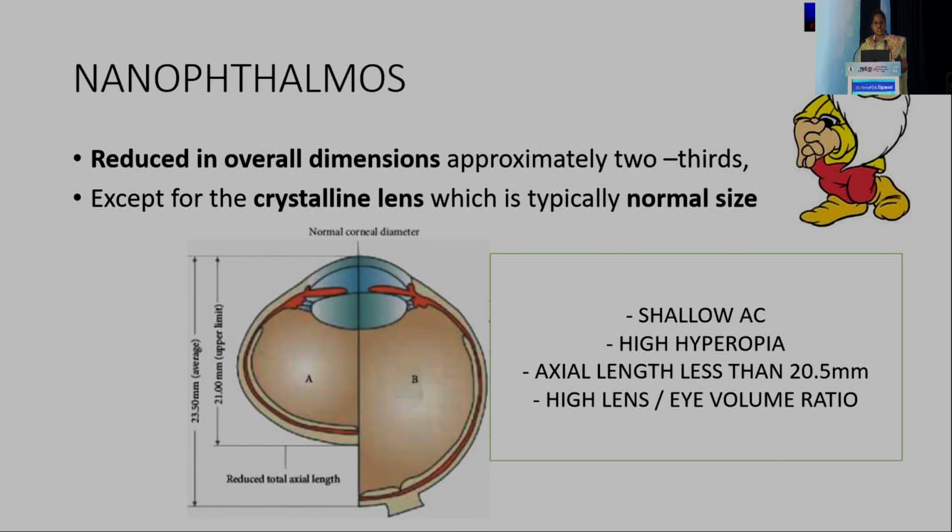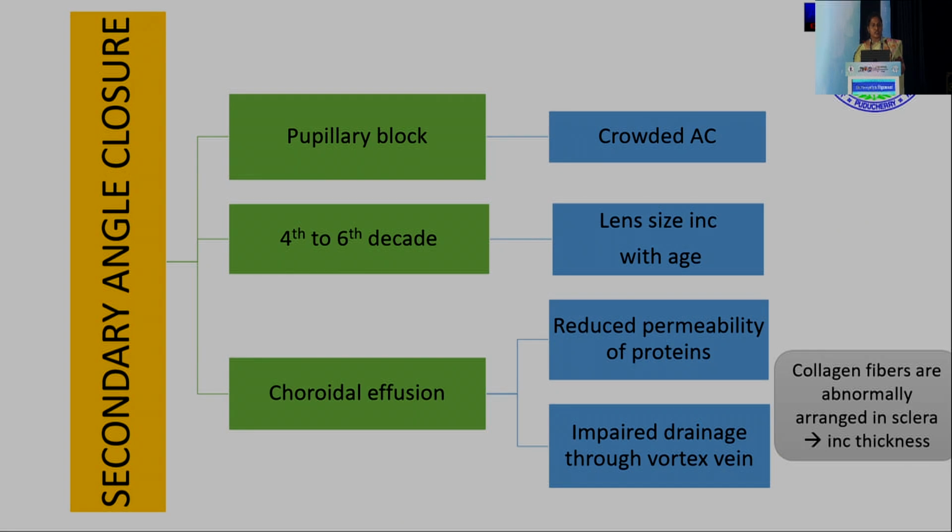So coming to congenital disorders, we all know nanophthalmos, there are reduced overall dimensions, approximately 2/3, except for the crystalline lens. There is a high lens-to-eye volume ratio, around 24% in nanophthalmic eyes and only 4% in normal eyes, and it is associated with shallow AC and high hyperopia. So these are the various mechanisms.